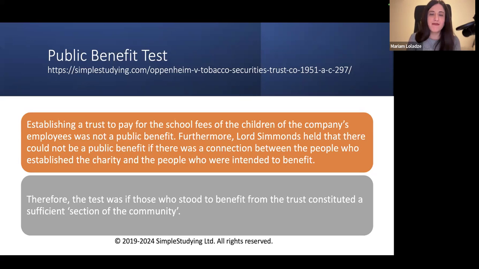So basically, this means that the public benefit test needs to be passed for a charity to be created. And what is the public benefit? Basically, the claimant must establish that there are enough members of the public benefiting from this entity for the public benefit test to be satisfied.